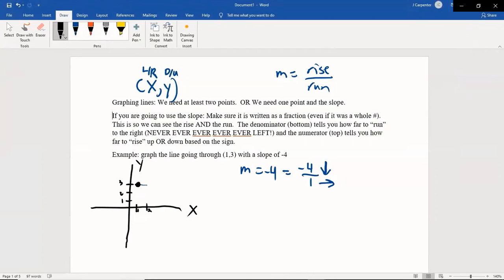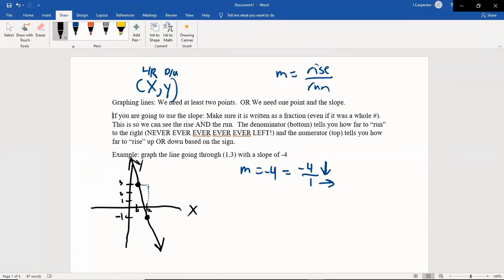Now, not down to -4. We started at a height of 3, so we got to count down 4. 1, 2, 3, 4, and that would put us at -1. And then there is our second point. And then all we do is form our line, which my math lab pretty much does for us automatically, unfortunately. And there's our line. But Excel will make our line for us as well pretty easily, as we'll get to on another day.